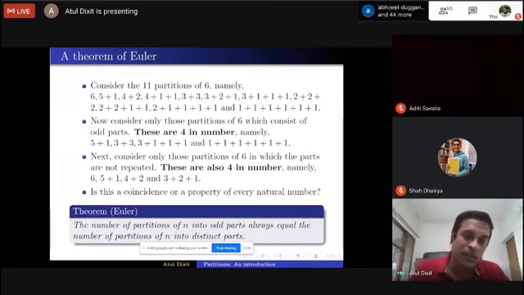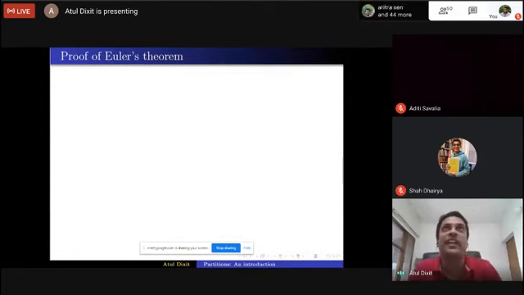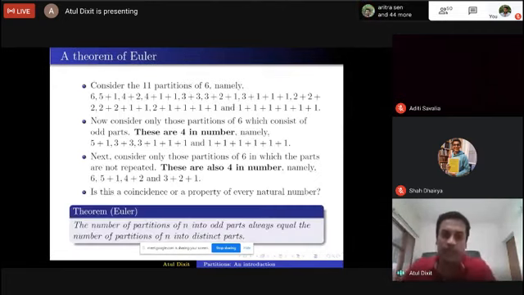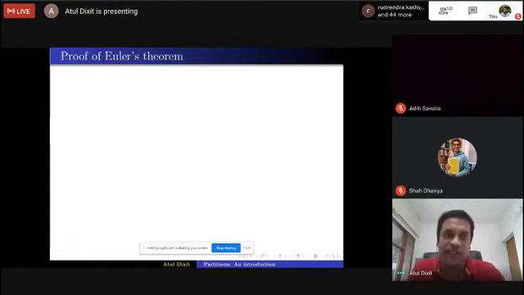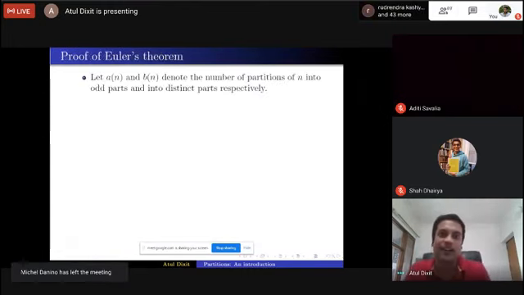So one way is to create a bijection from one set to another. Now you have a set of all partitions into odd parts. You have a set of all partitions into distinct parts. And you create a bijection between the two sets so that they have the same cardinality. That's one way. But the other way is by using a generating function. And here is how it can be done by means of generating function.